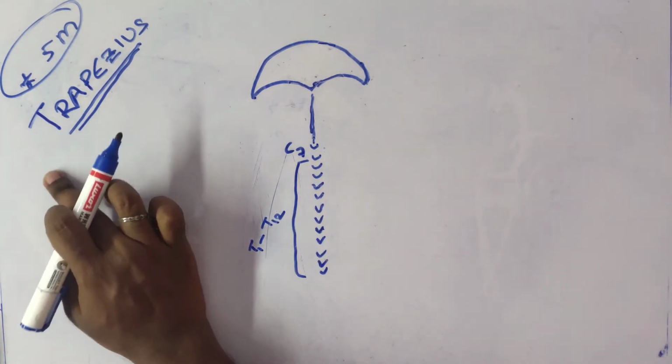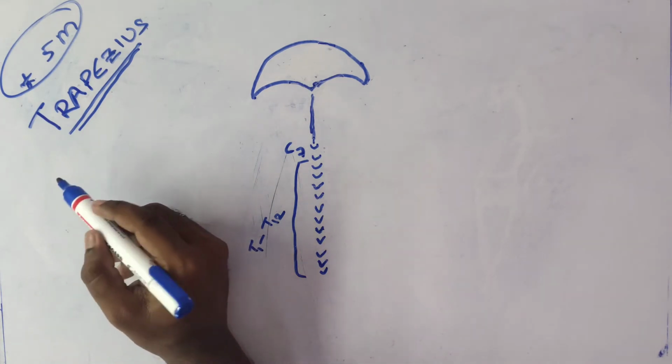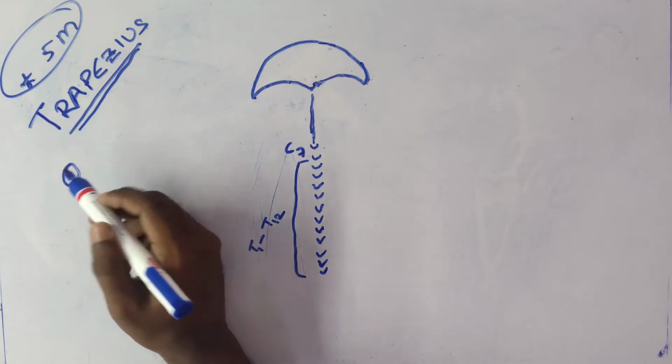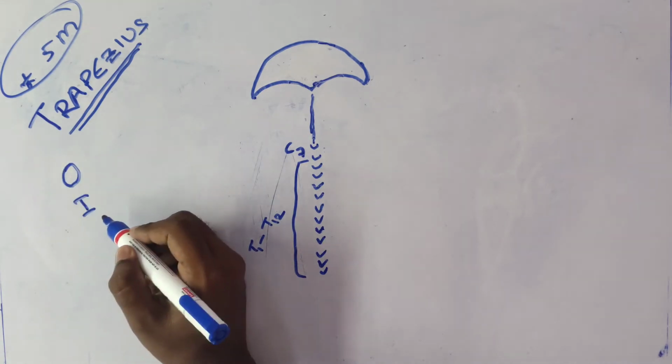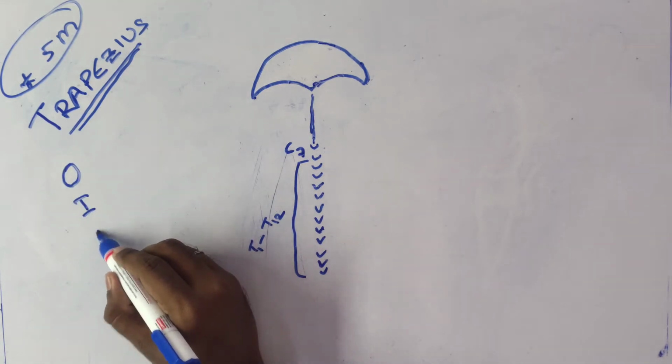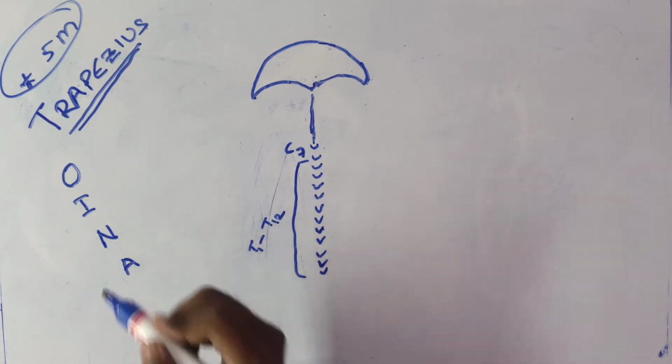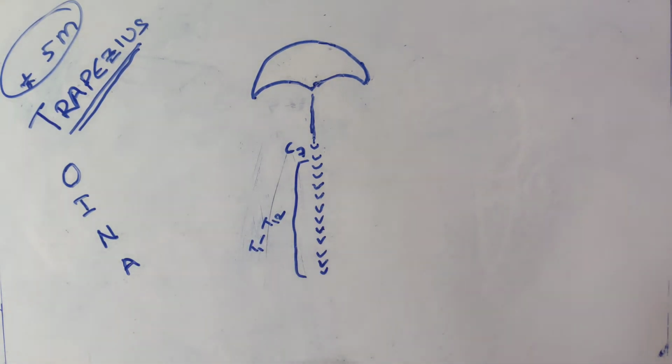Then we come to the point. While studying the muscles, as I already told, the important things we have to study are the origin of the muscle, the insertion of the muscle, the nerve supply of the muscle, and then the action of the muscle. These four are important concepts while studying a muscle.